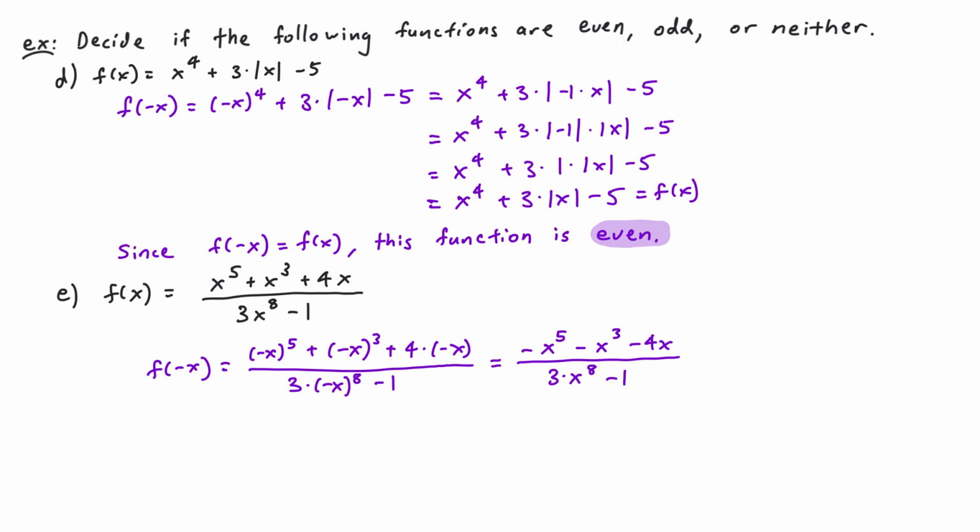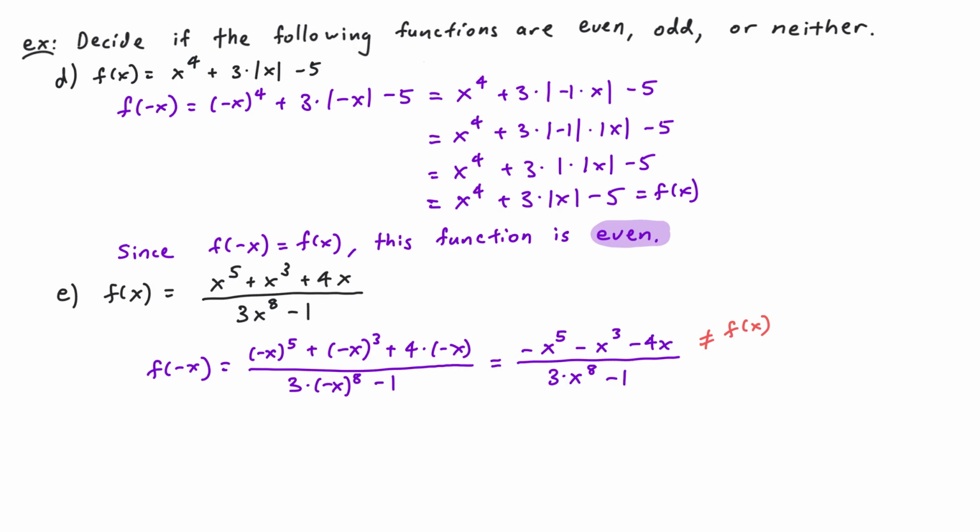And what we want to do is compare this to either f of x or negative f of x. When we compare f of negative x with f of x, we see that there are some differences. Namely, in the numerator, each of the terms here have a negative out in front, whereas in the original f of x, they're all positive. With those differences, we see that f of negative x is not the same as f of x. So we can conclude that this is not an even function. The question is, is this an odd function?